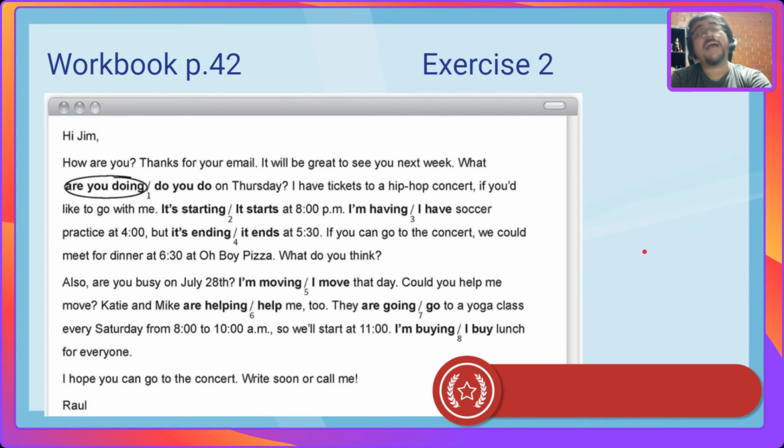Guys, I want you to open up your workbook on page 42, and I want you to work on that. You need to read the context in the letter, and then I need you to make a circle and select the correct option. The two are correct, but you need to see the context, because the context will tell you what the correct structure is that you need to use.